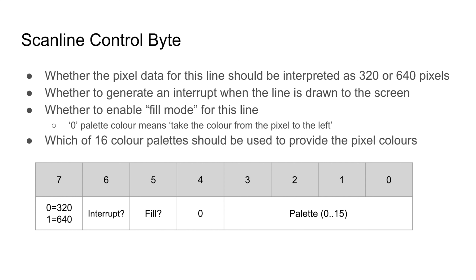There's something called fill mode, which is supported in 320 mode, which means that the zero color is special, and it means take the color for this pixel from the pixel to the left. And this is sometimes apparently useful, from what I understand, not as useful as you might think. And finally, it selects which of the 16 color palettes should be used to provide the pixel colors for this line.